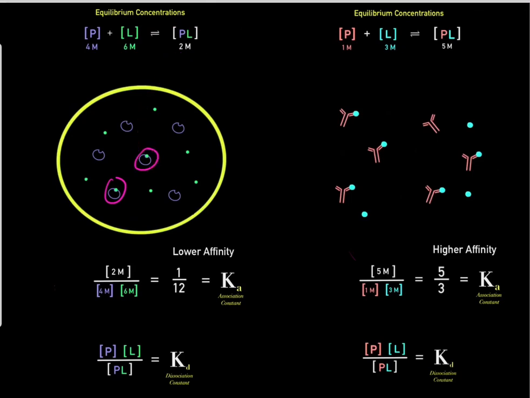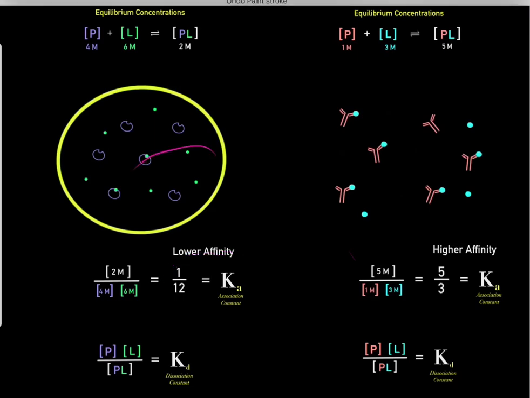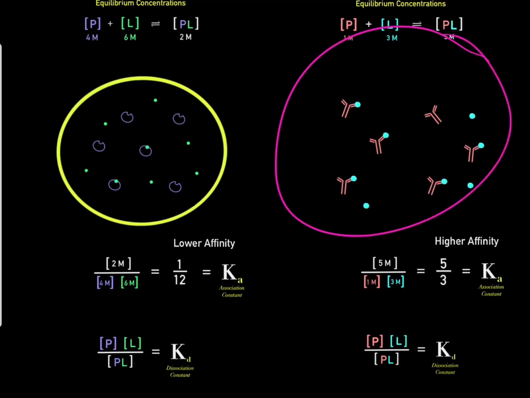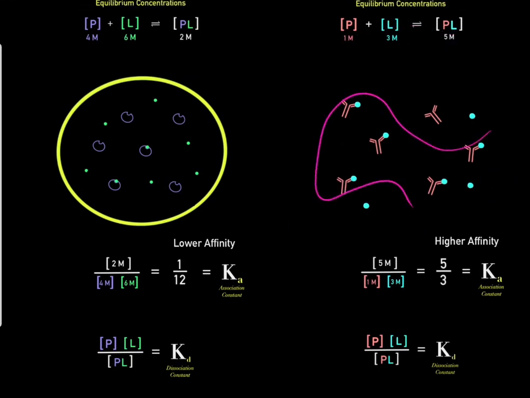And because we have so little in the bound form, that would give us a low numerator, which will give us a low association constant, which tells us this guy has a low affinity. However, we have the opposite situation with this reaction. We know when this guy reaches equilibrium, the vast majority are in the complex form.